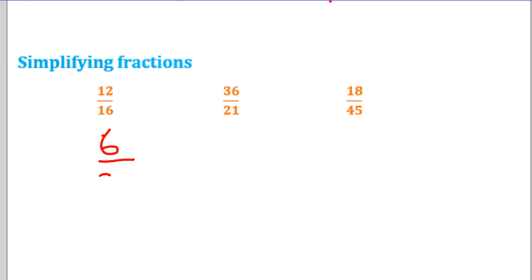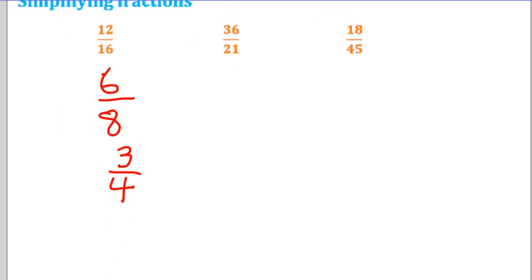Can that fraction be simplified any further? And yes, it can, because the numerator and denominator can both be divided by 2. So doing that, we would get 3/4. And then you just have to think, does that simplify any further? And no, it doesn't.